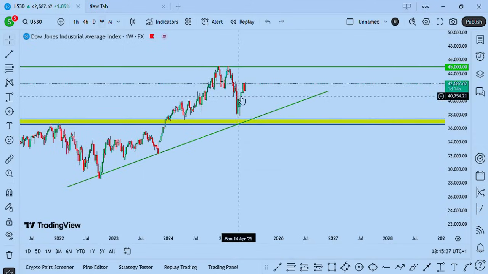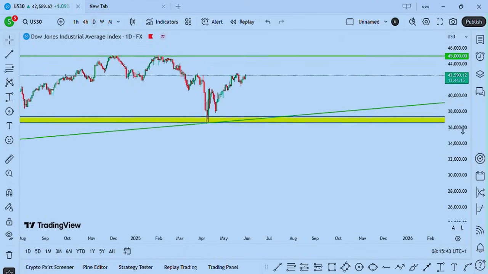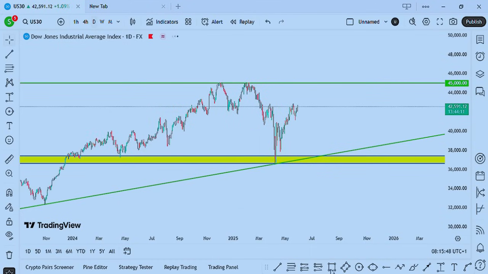Now the way I'm going to find a buy trade, let's go on the daily time frame, guys. All right, we saw some retracement here. This is a resistance level, a daily resistance level.